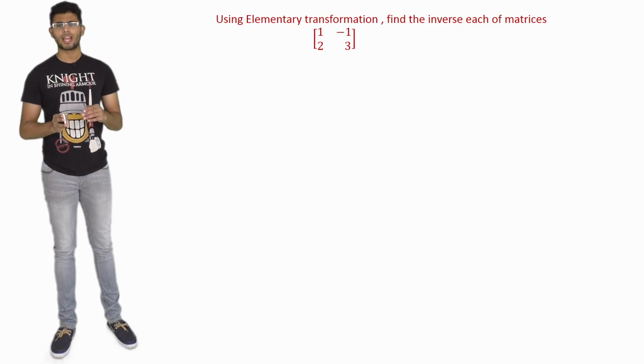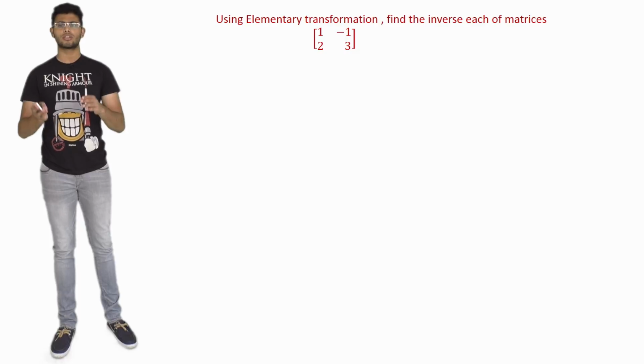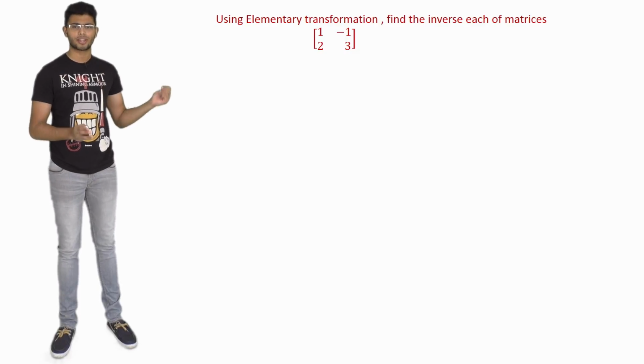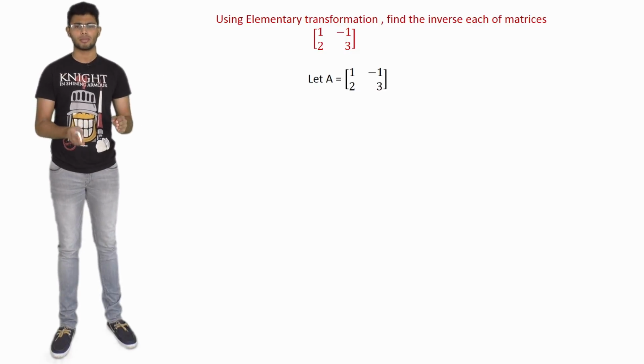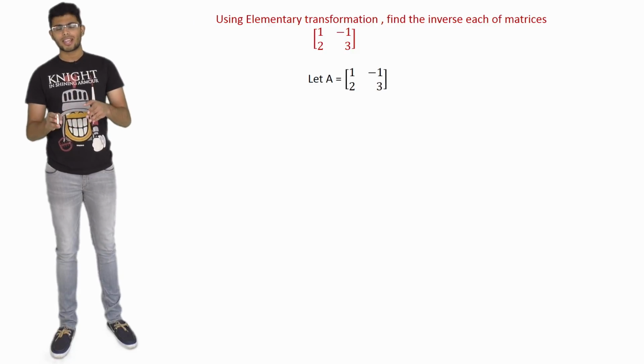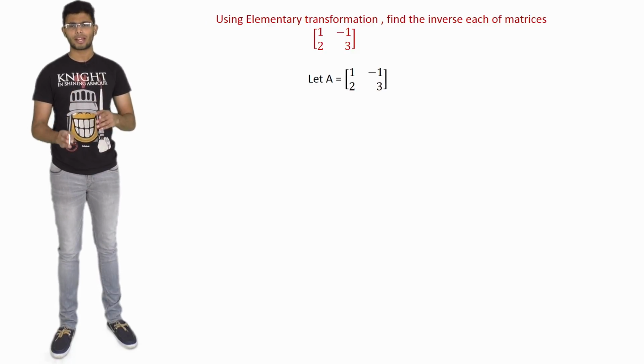So in this problem, we're supposed to find the inverse of this matrix over here using elementary row transformation. So let's first take this matrix which we have here and name that as A.